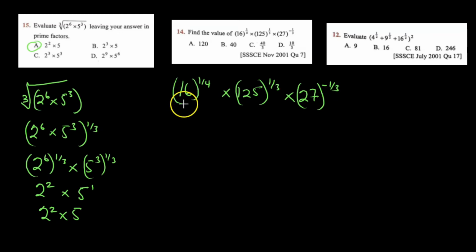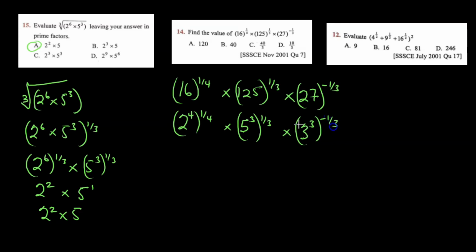16 can be written as a base of 2, so that is 2 to the power 4 all to the power 1/4. Multiplying, 125 can be written as a base of 5 to the power 3. So we have 5 to the power 3 all to the power 1/3. Multiplying 27, that will be a base of 3. So we have 3 to the power 3 all to the power negative 1/3.